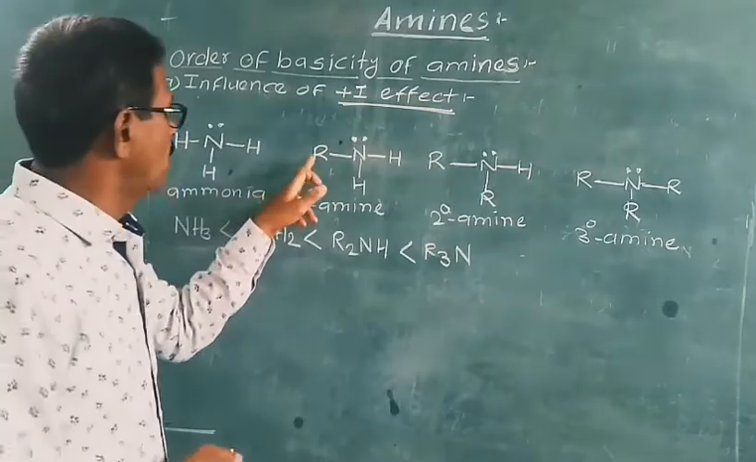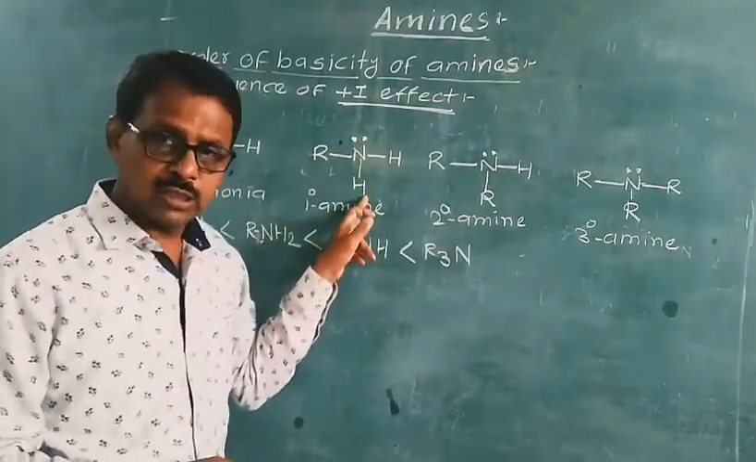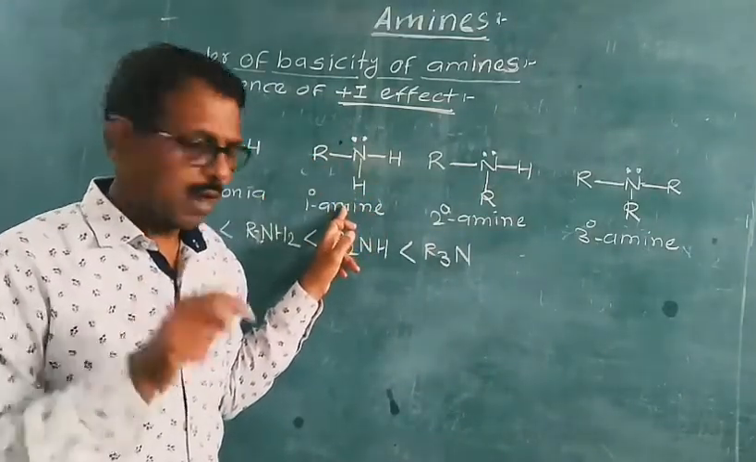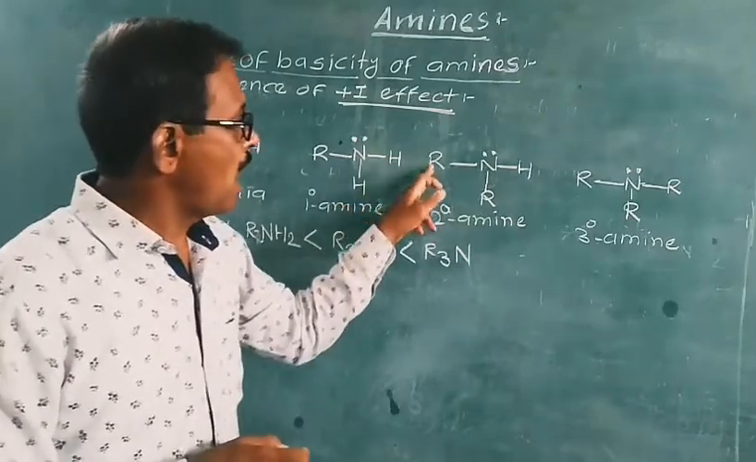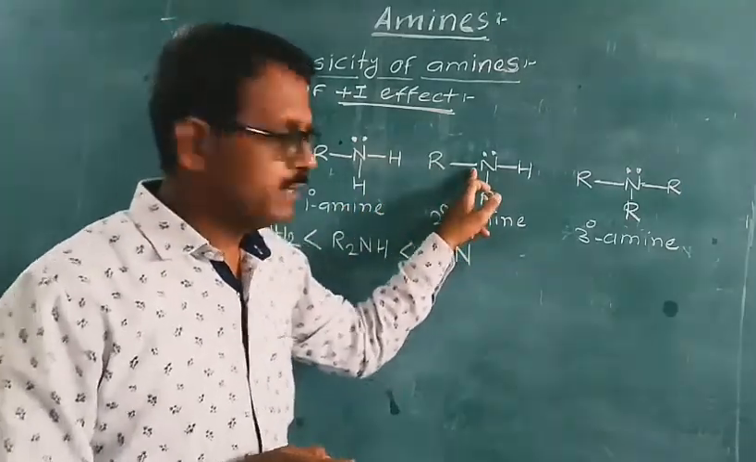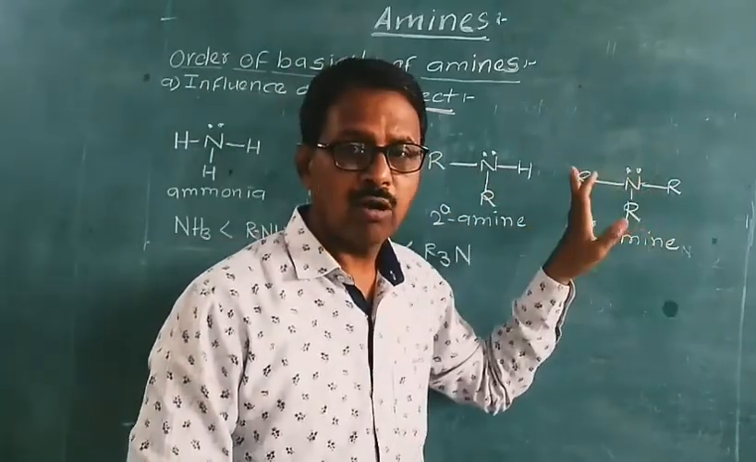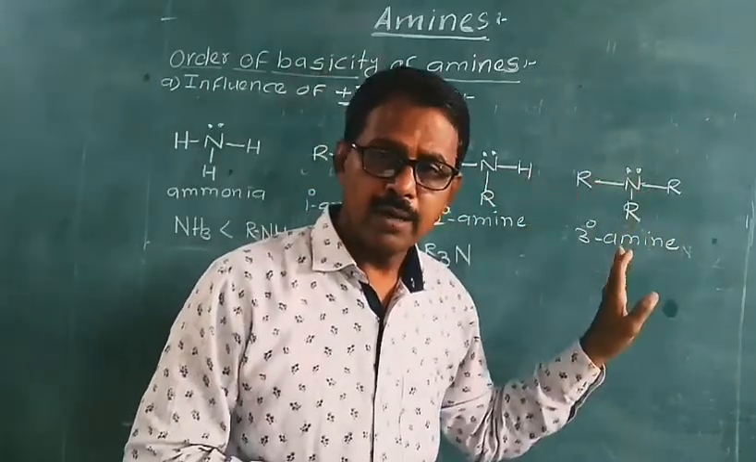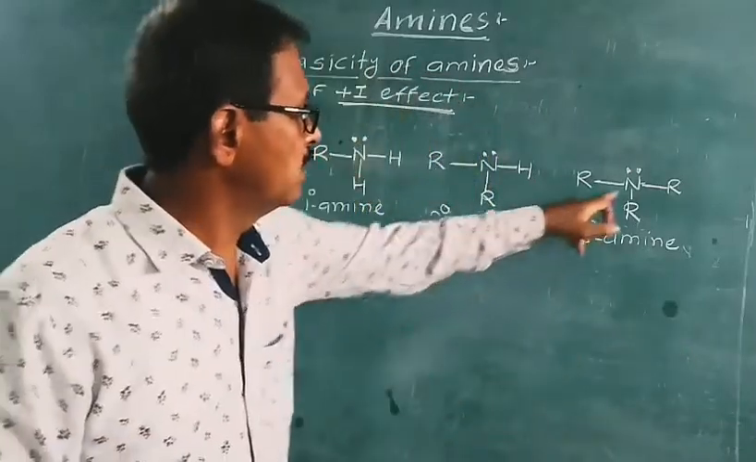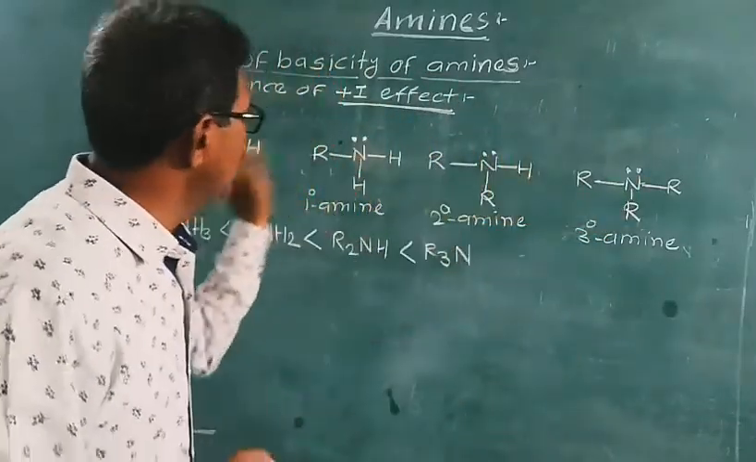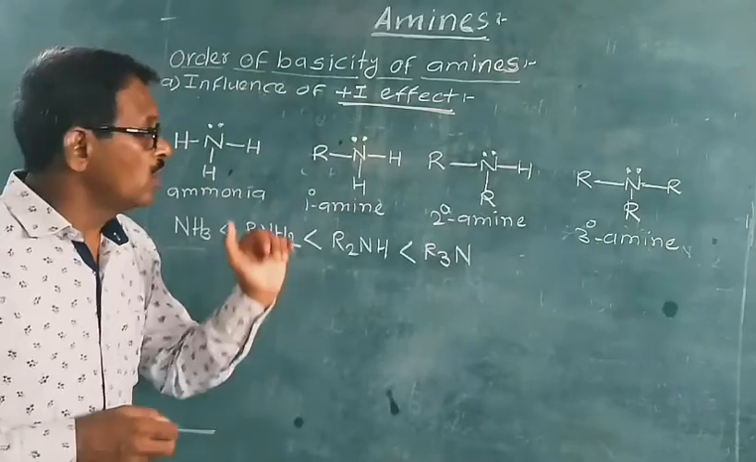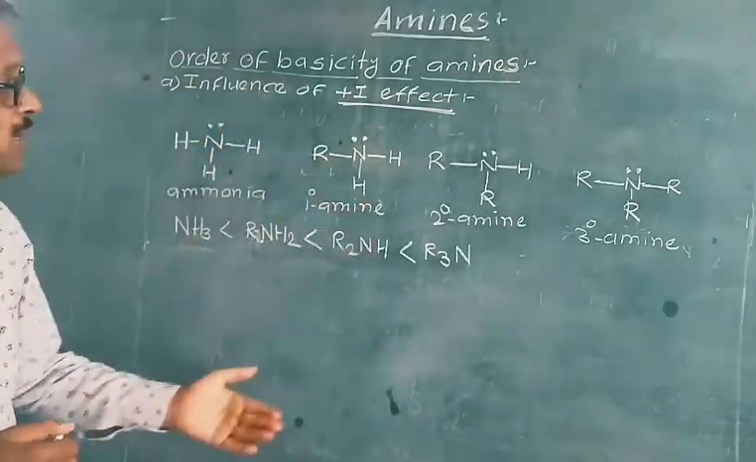RNH2 is the structure of a 1 degree amine, meaning primary amine. Here R2NH is the structure of secondary amine, and here R3N is the structure of tertiary amine. All these structures contain a lone pair of electrons on the nitrogen atom. Now the order of basicity depends upon that.